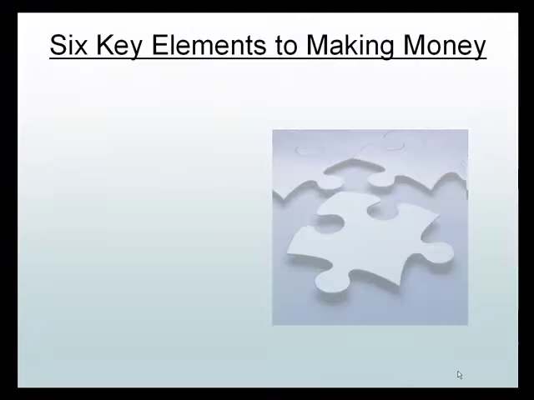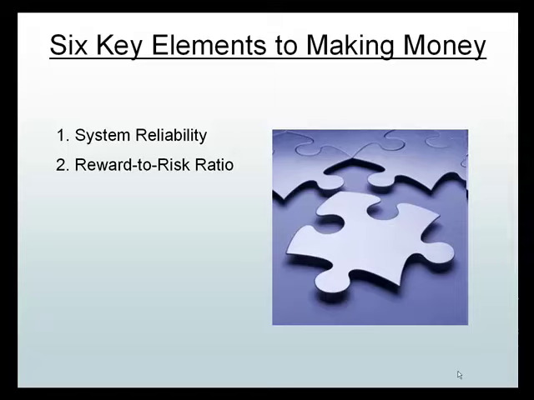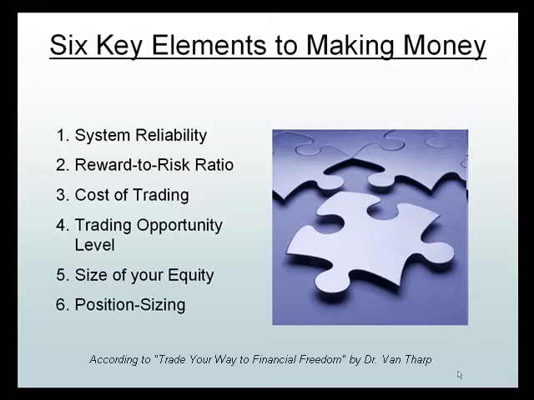So there are 6 key elements to making money in the market. System reliability, reward to risk ratio, the cost of trading, your trading opportunity level, the size of your equity, and position sizing. And notice that a lot of what we have there has more to do with managing the trade than we are talking about necessarily entry.